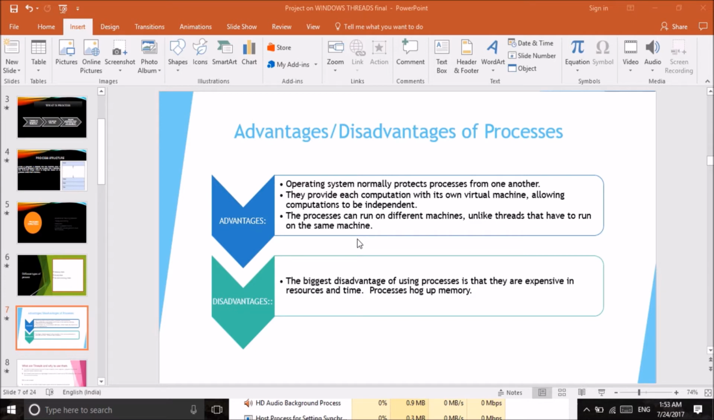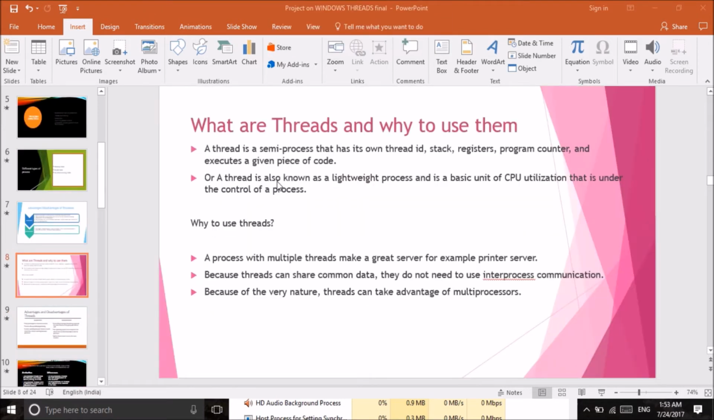Since processes can run on different machines, the operating system takes care of their security. And the biggest disadvantage of a process is that it is expensive and takes up a lot of memory. What are threads and why use them?